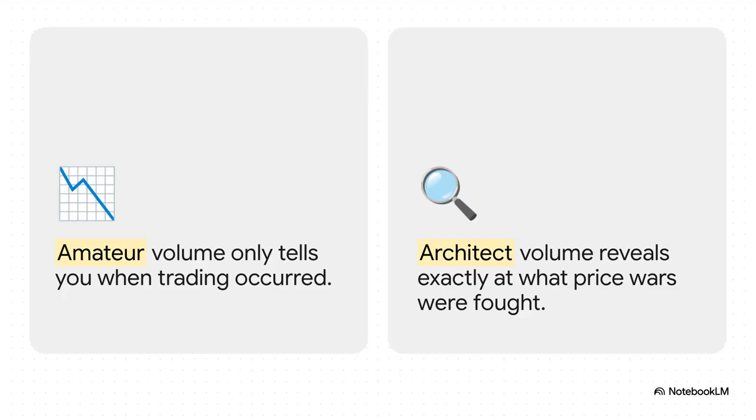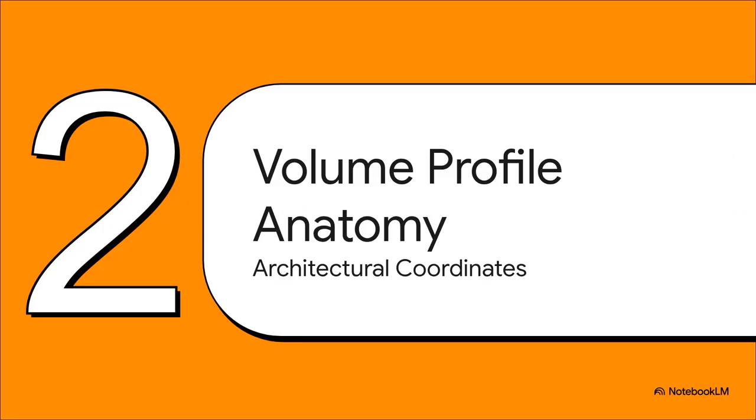Absolutely. Now, think about the amateurs. They're looking at standard vertical volume bars just sitting there at the bottom of their charts. And sure, that tells you when trading occurred, but that's just not enough data for us. Not at all. The architect, however, projects volume horizontally across the price scale. See, we don't just care about the when. We need to know exactly at what price the multi-billion-dollar institutional asset wars were actually fought. That's the real alpha. So let's dissect the anatomy of the volume profile.